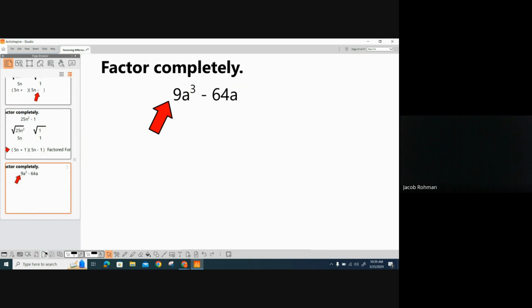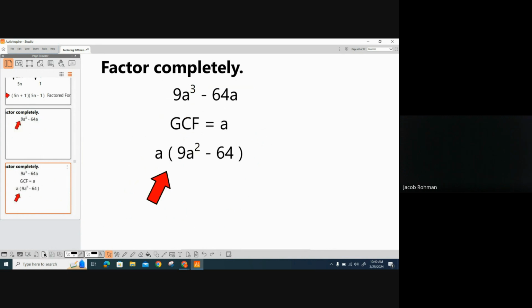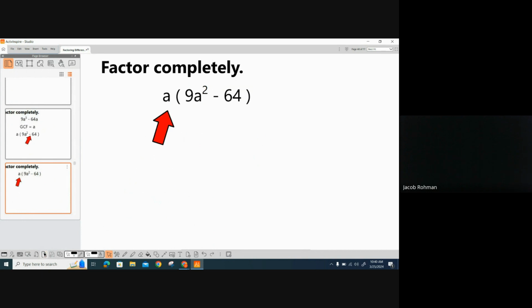Next example, here we're looking for a GCF, and we do actually have one. So here the GCF is a. So if I factor out that a, I'm left with 9a squared minus 64, which these 2 are perfect squares, and there's a subtraction sign. So this is a difference of 2 squares inside the parentheses.